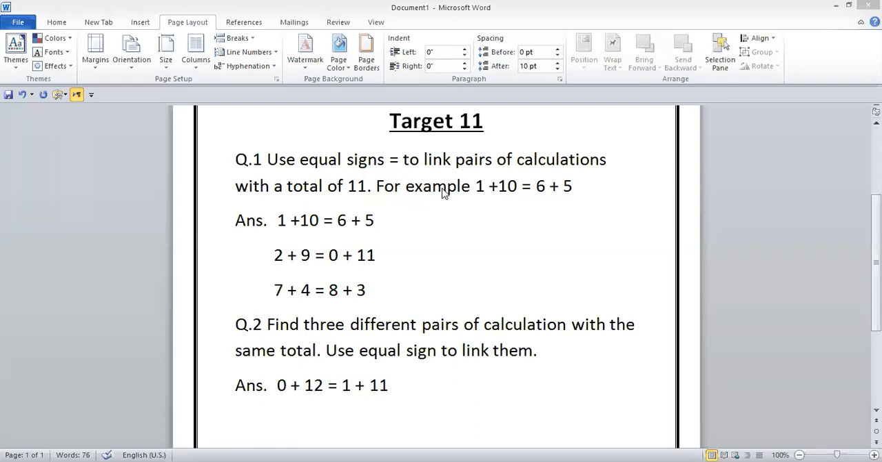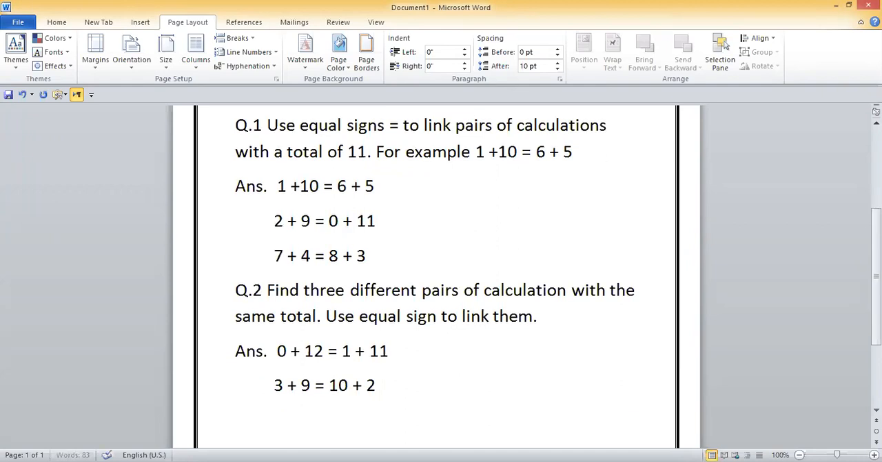Okay. Can you tell me one more, please? 10 plus 2. 3 plus 9. 10 plus 2. 8 plus 4, yes. 6 plus 6, very good. Okay, now this is enough. Okay, I'm writing. Guys, your concept is clear now.